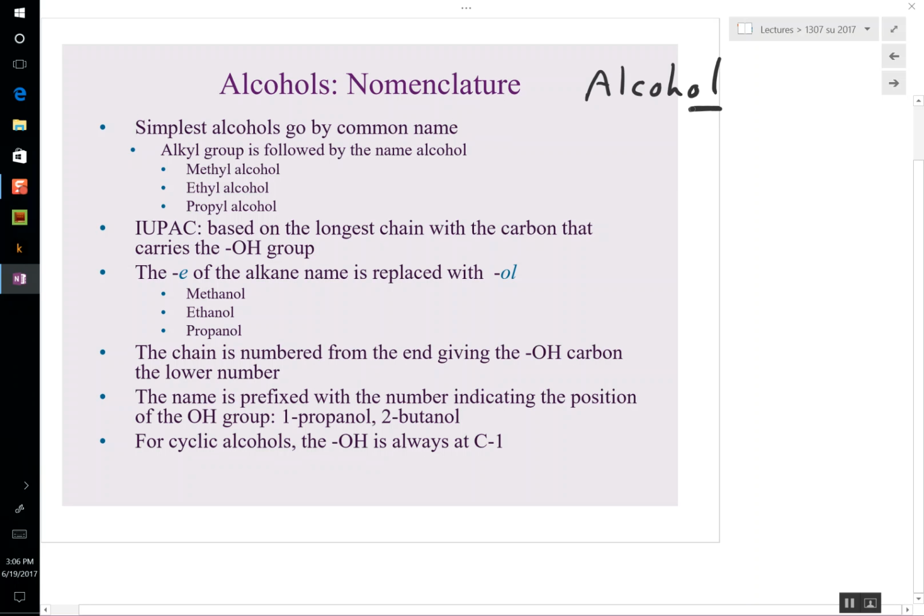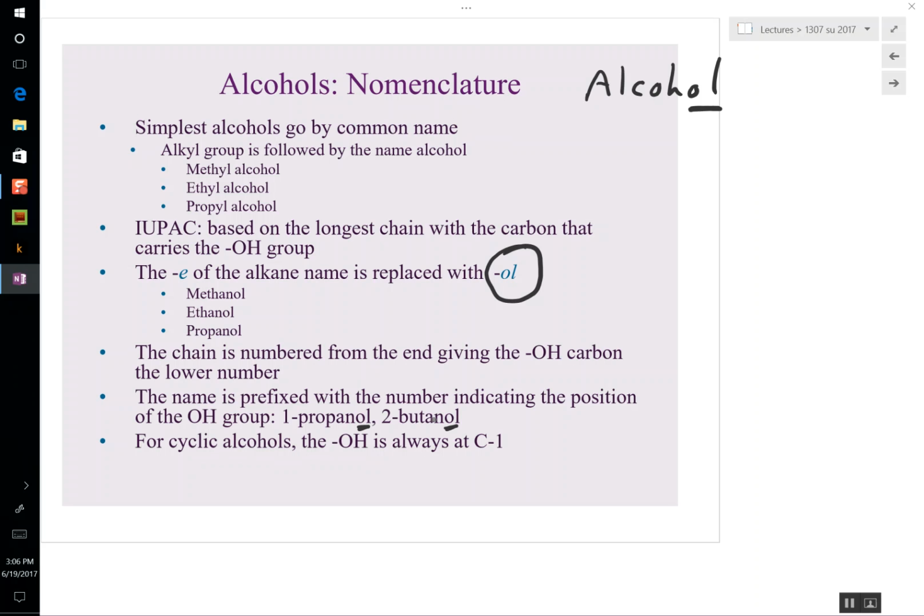We're going to pick up that alcohol, OL. That is going to be the suffix on the end of the name to let us know that we're talking about an alcohol. 1-propanol, 2-butanol, etc. So we're going to drop the E of the name of the alkane.